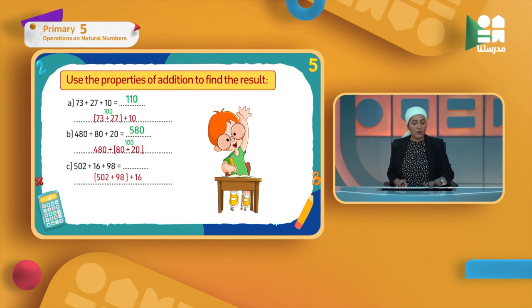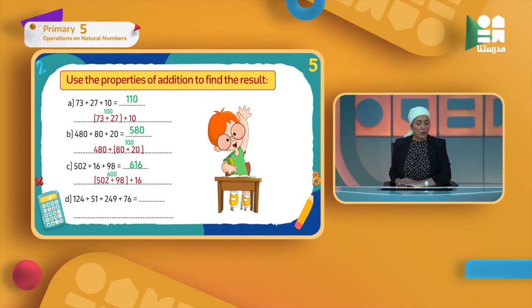502 plus 98 together is 600. Then I add it to the 16, it will be 616. Then the properties are helping us to do our operations faster. Letter D, 124 plus 51 plus 249 plus 76. Here I will add every two numbers to each other. So 124 plus 76 together will give me 200, and 249 plus 51 together will give 300. 200 plus 300 is 500.